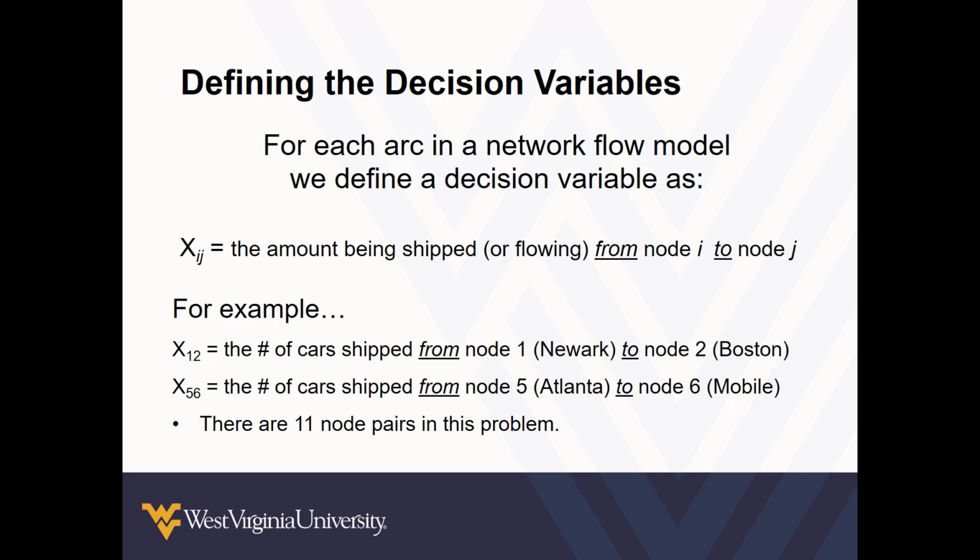So for example, we could have X12, and this is the number of cars that are shipped from node 1, which is Newark, New Jersey, to node 2, Boston, Massachusetts, or X56, the number of cars shipped from node 5 in Atlanta to node 6 in Mobile. So those subscripts on those X's are generally the node from and the node to. And in this specific problem, we have 11 node pairs.